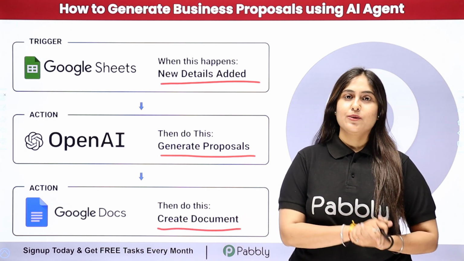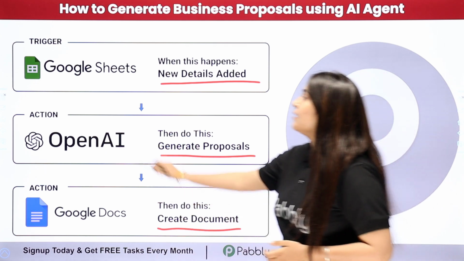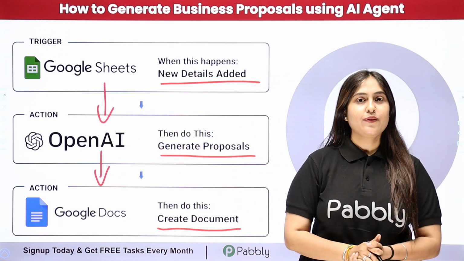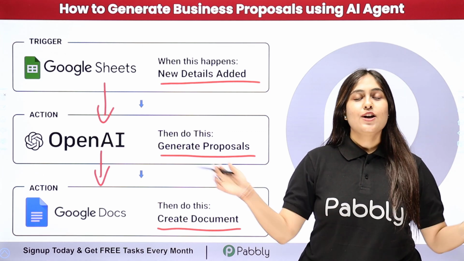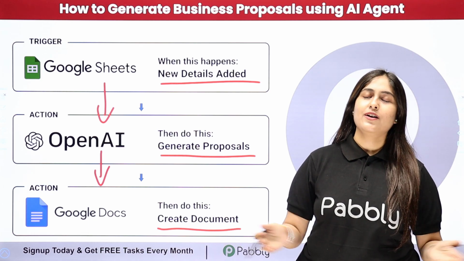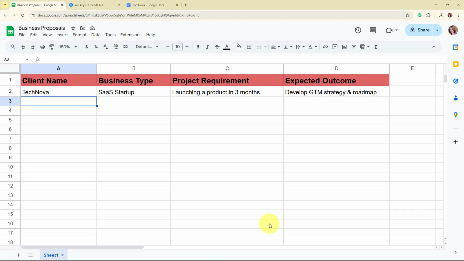So now, to automate the entire process, I need to connect my Google Sheets with OpenAI and Google Docs using an automation software named Pabbly Connect. So to see the working of this automation and to learn this process step by step, let me take you to my screen. Welcome to my screen.